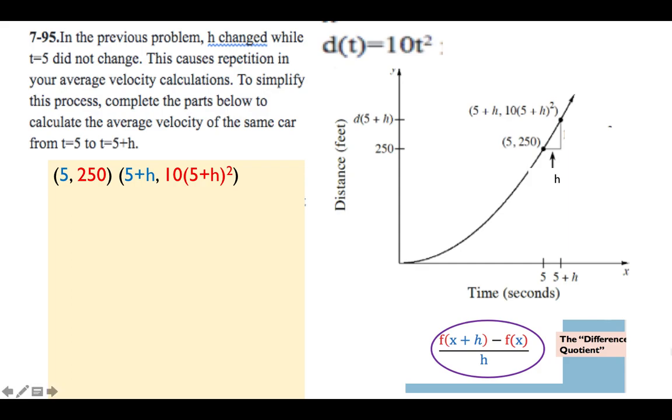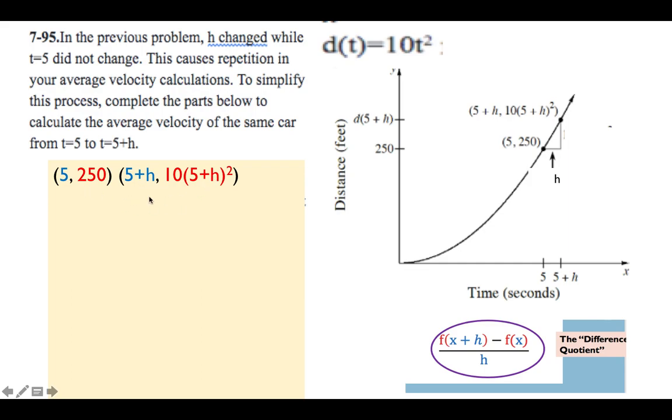So the difference quotient right here is going to be useful because we're going to get an expression that involves h, and we'll be able to manipulate and change h without creating a repetition of calculations. Please make sure you write that down. You could go back in the video and just have me repeat that. So that is why the difference quotient is important.